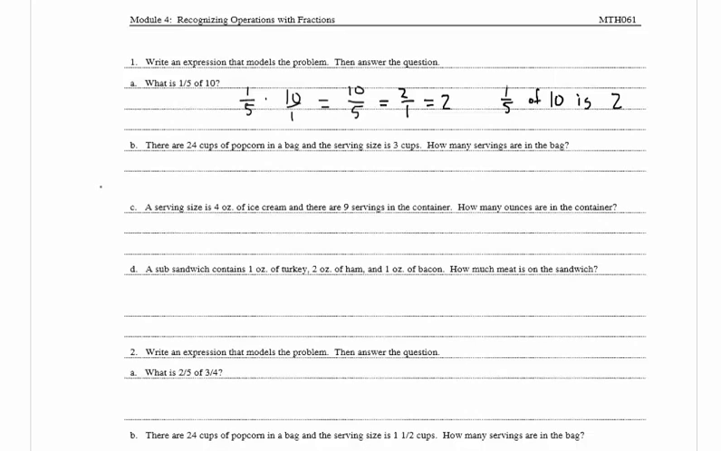In B, it says there are 24 cups of popcorn in a bag and the serving size is 3 cups. How many servings are in the bag? In order to find how many servings there are in the bag, we're going to take the 24, the number of cups in the bag, and we're going to divide it by the serving size, which was 3. And 24 over 3 could reduce to 8 over 1, and 8 over 1 is equal to 8. So there are 8 servings in the bag.